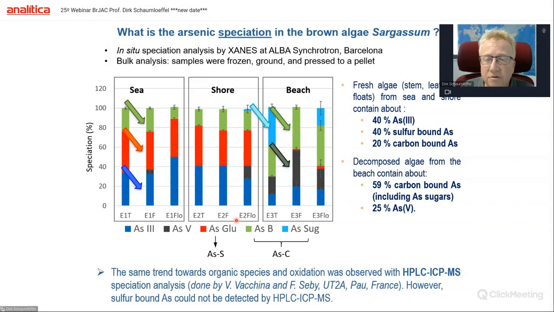We compared this with HPLC-ICPMS, which we did together with Veronique Wakina and Fabien Sebi here in Pau. With HPLC-ICPMS, I don't present the data here, but we got similar results. It was confirmed by HPLC-ICPMS.